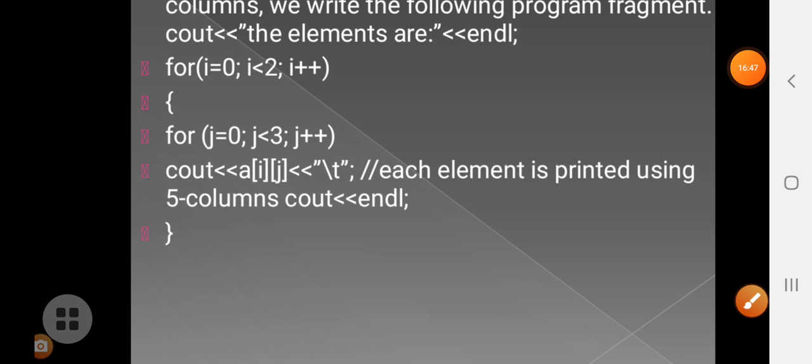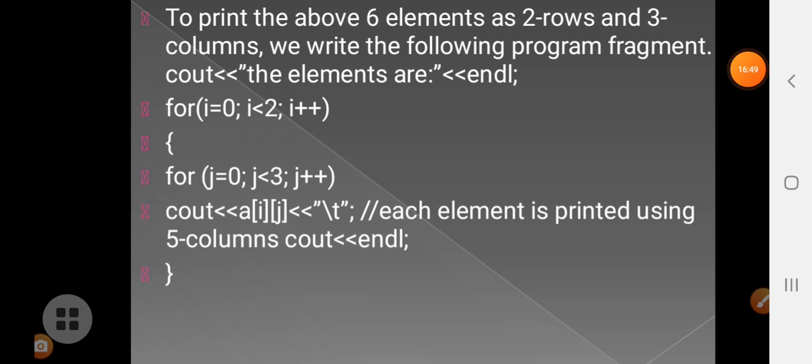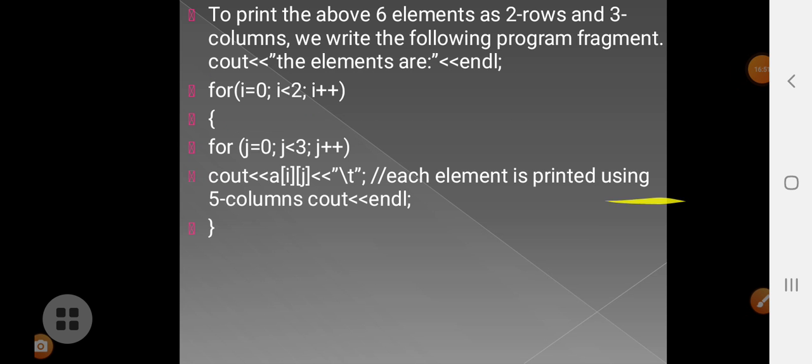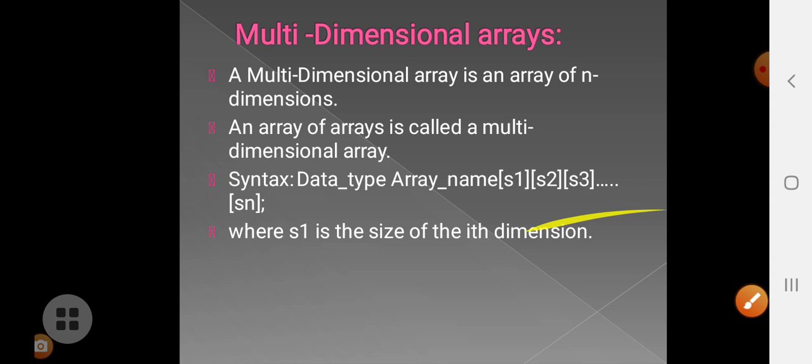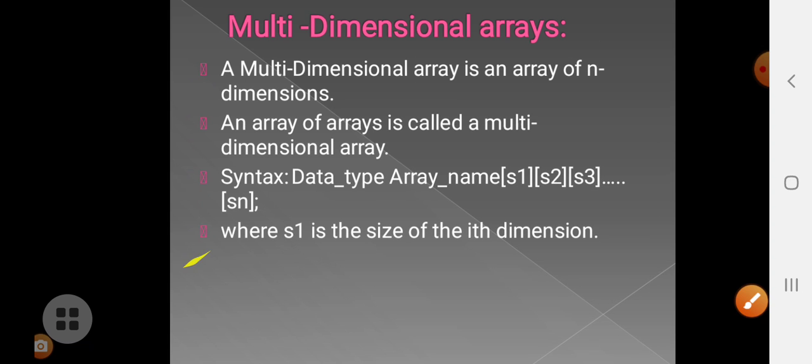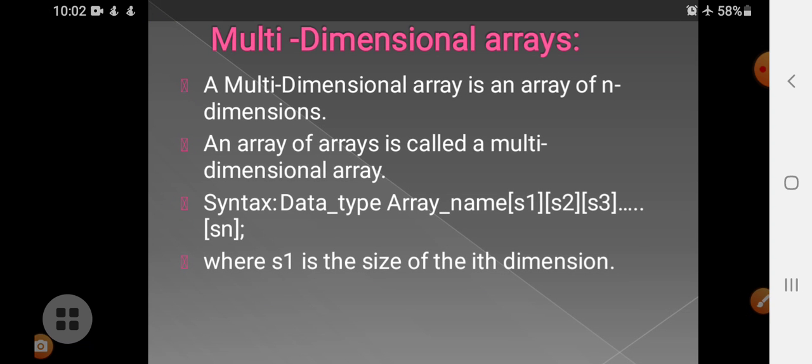So this is about two-dimensional arrays. I hope you all have understood. Always a two-dimensional array is represented by using 2 subscripts. Okay. So next we will see the multi-dimensional array. A multi-dimensional array is an array of n dimensions. An array of arrays is called a multi-dimensional array.